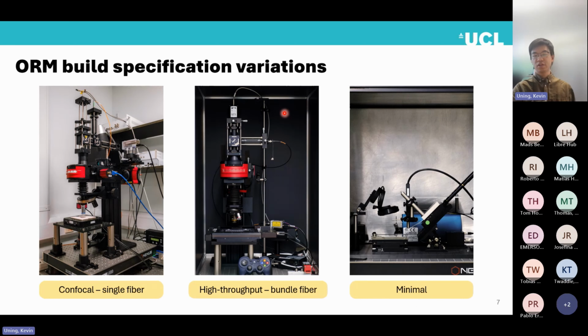As briefly mentioned, different applications would require different specifications and different configurations of our system. And so we have tried to test our system based on 3 different configurations, based on 3 different applications. Here on the left, we have a confocal setup that uses a single fiber for organoid scannings. And then in the middle over here, we have a high throughput bundle fiber configuration that is here in the LCN at UCL, where it is typically mainly used for surface enhanced Raman spectroscopy substrate mappings. And so it does not require any confocality.